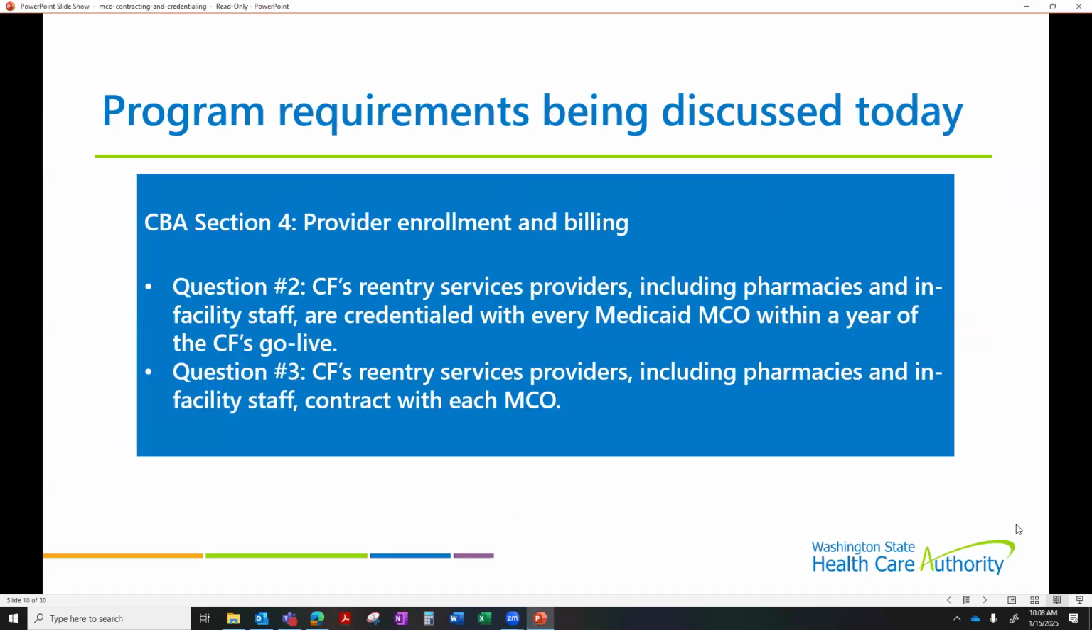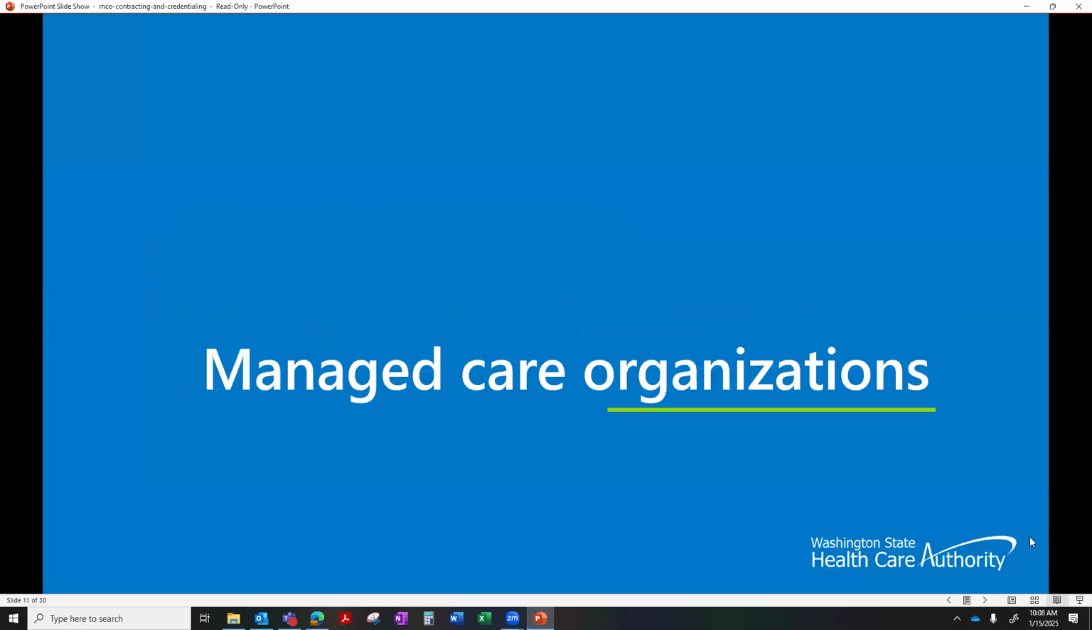And just really hitting the nail on the head here: question 2 and question 3 are credentialing and then contracting. So we're in capacity building application section 4, and today we're talking about questions 2 and 3. I think that's all from me today, so I'm going to turn things over to our MCO friends. Thanks, everybody. Hope this is really helpful.